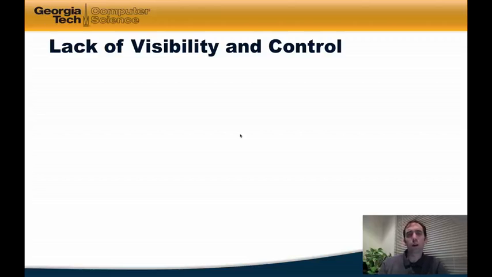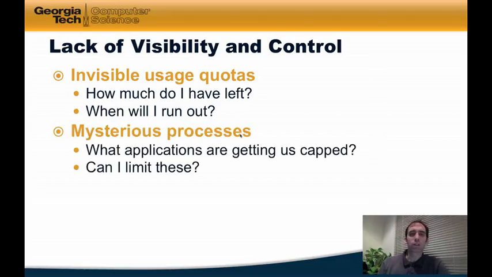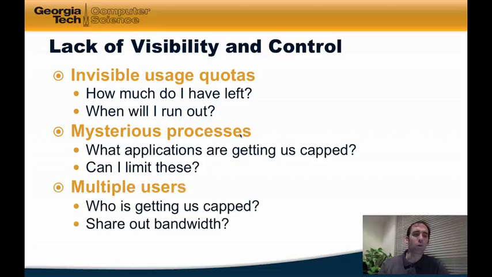Users have a very difficult time figuring out the answers to simple questions, such as how much data they have left on a usage quota and when they'll run out. The process by which applications consume both bandwidth and usage are also mysterious and difficult for users to understand or control. And finally, in homes with multiple users, it can be particularly difficult to understand which applications in the home or which devices are responsible for usage that may interfere with the performance of other applications or exhaust usage quotas.